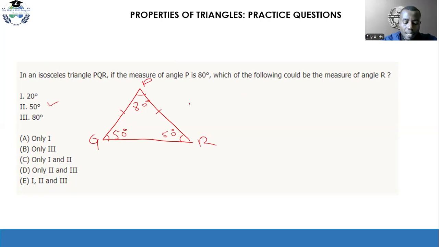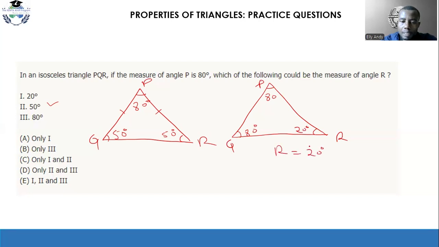So for example, we can have this same triangle sketched in this manner. We can have P, Q, R, but then have 80 here, 80, and then 20. In this case, R will be 20 degrees. In this first instance, R is 50. So R can also be 20.